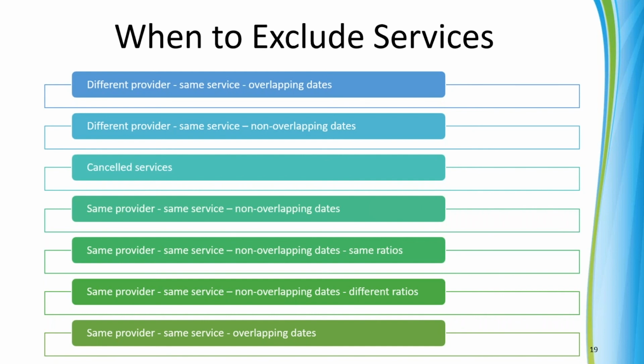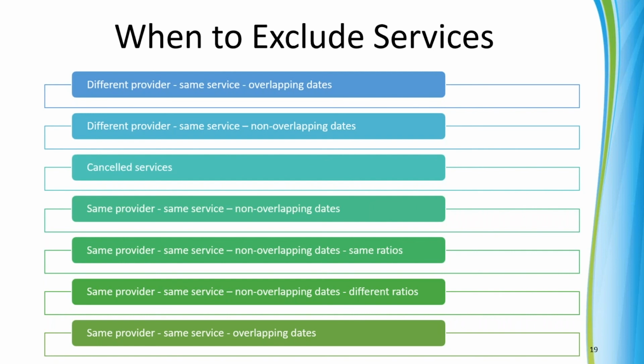Now, if it's different ratios, so if it's the same service, they're not overlapping dates, but it's different ratios, then you do need to bring both of those services over to SAN services because they're different ratios and different rates. So it's really all about getting the funding correct so the person has the funding they need to meet their service needs for the fiscal year.